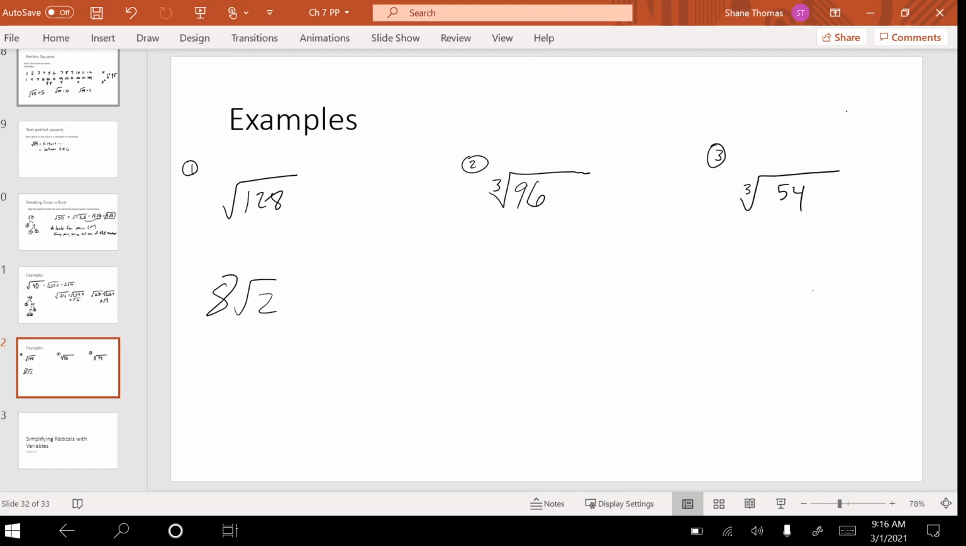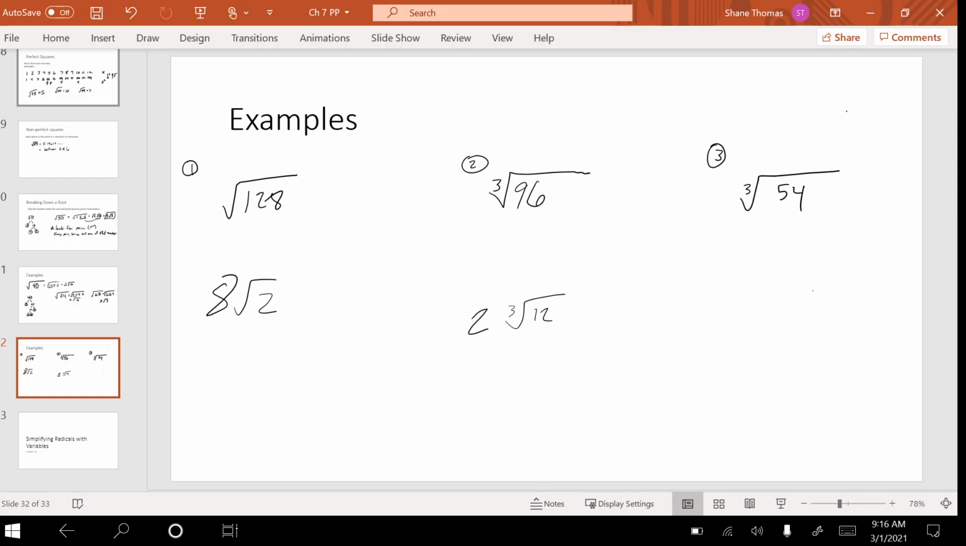Second one, the third root of 96. 96, we get 2, 2, 2, 2, 2, and a 3. So 5 twos and a 3. We need groups of 3 to bring out. So we have a 2 we can bring out front. And then left on the inside, there's 2 twos and a 3 left over. So 2 times 2 is 4 times 3 is 12. So we have 2 third root of 12.